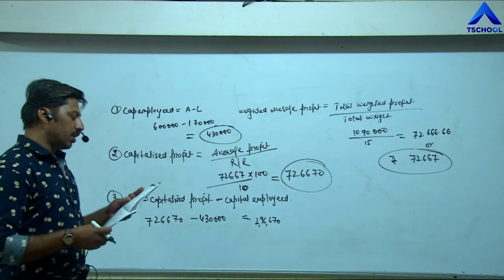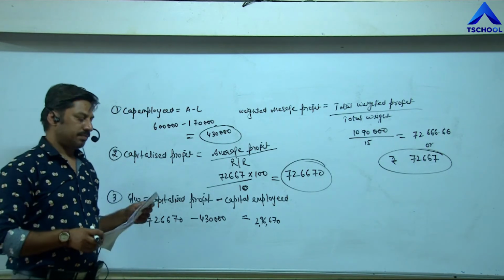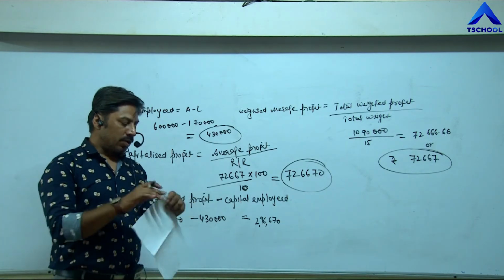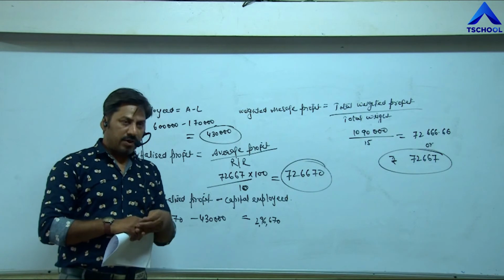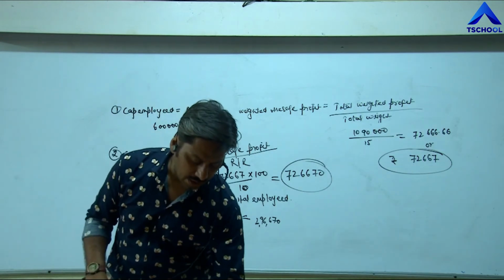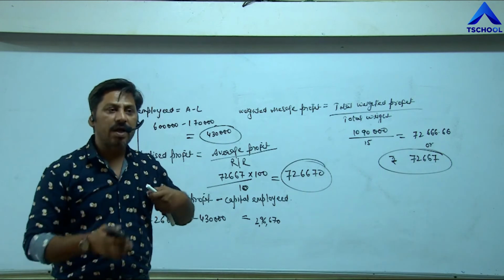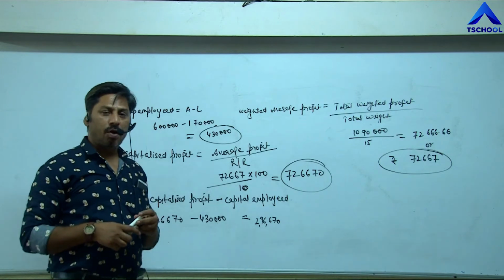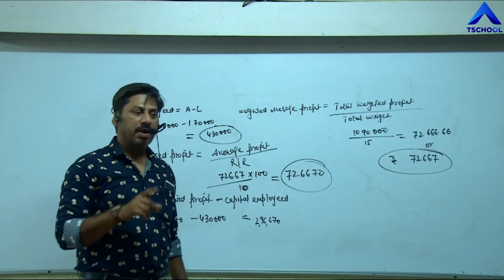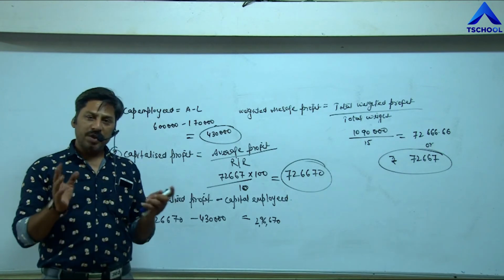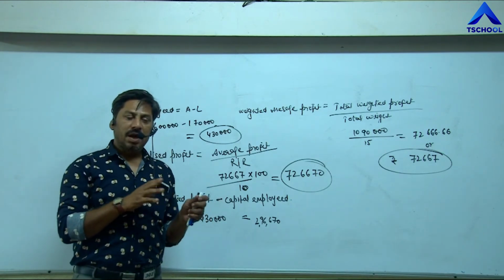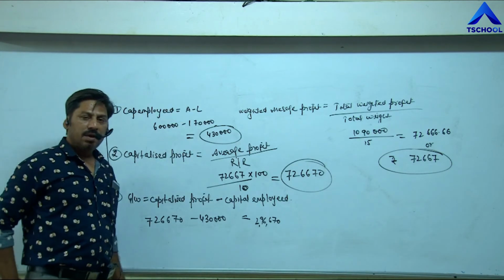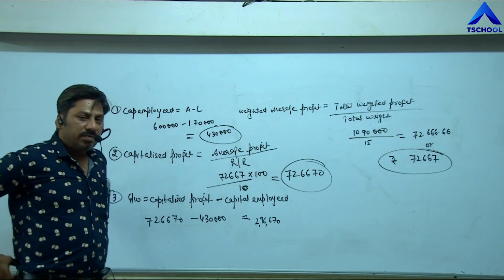And in this way we have completed all the questions of chapter number 3. Total there are 4 methods for the valuation of goodwill. First one is average profit method. Second one is weighted average profit method. Third one is super profit method. Fourth one is capitalization of profit method, which is divided into 2 parts: capitalization of super profit method and capitalization of average profit method.